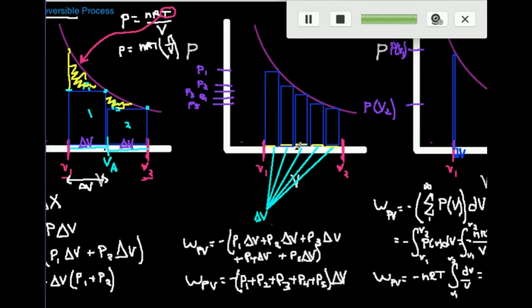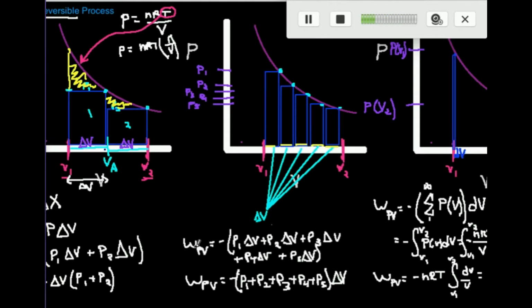All right, so I'm going to do kind of the same thing. I'm going to look to see where this rectangle right here intersects the curve, and I'm going to just call that P1 again. The second one intersects at P2, P3, P4, P5. So I'm just going to do the same thing. I'm going to find the total area of all the rectangles there.